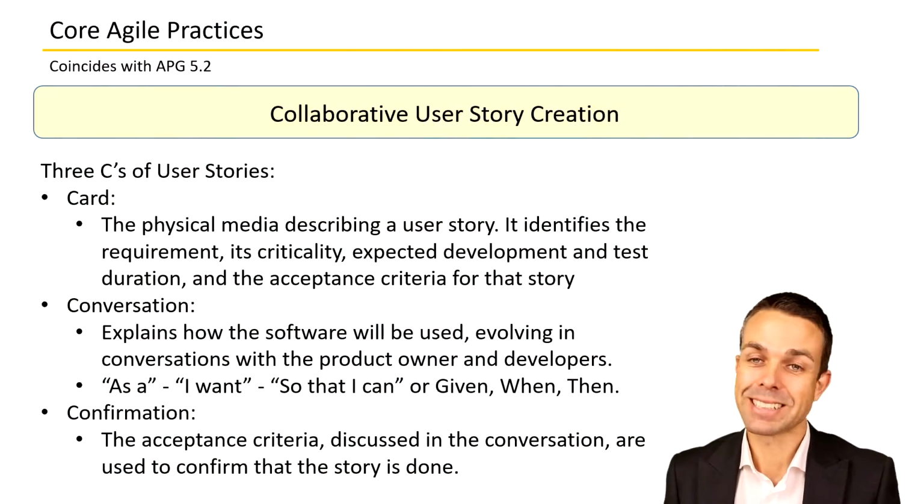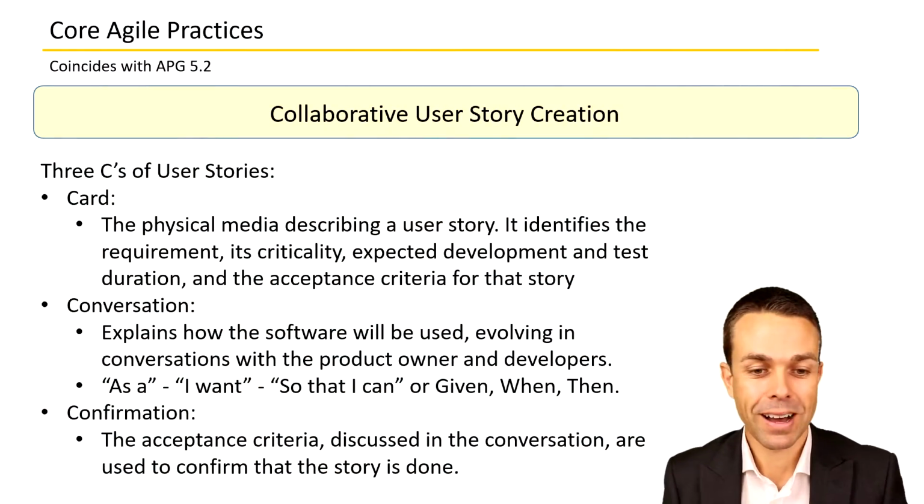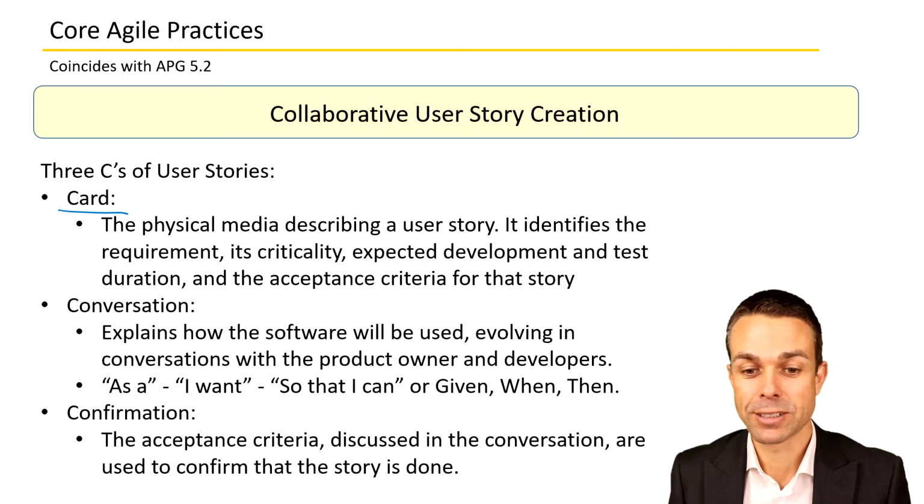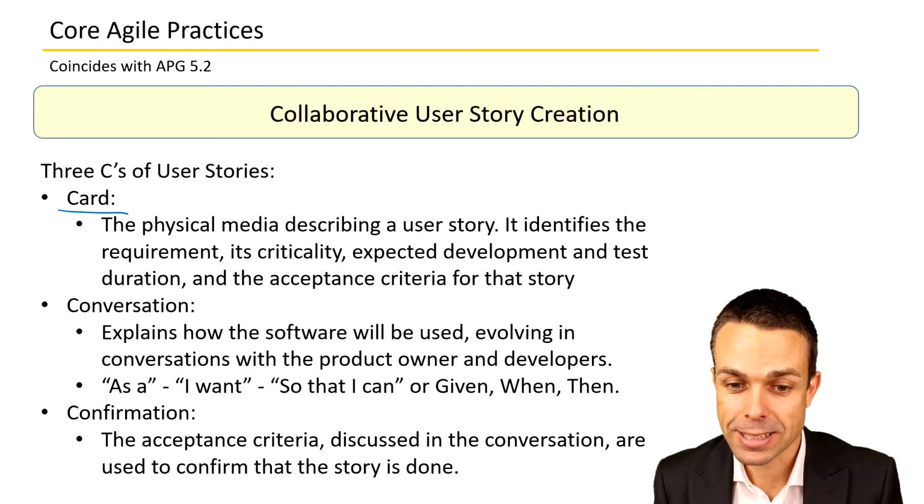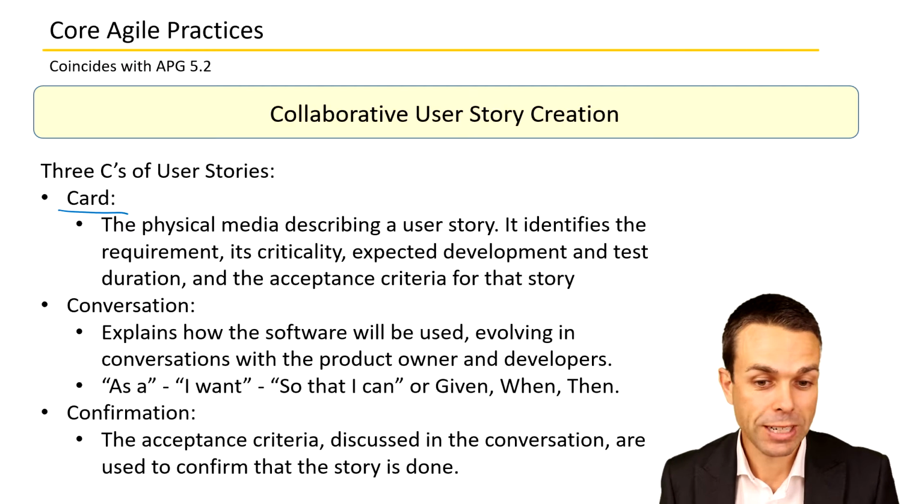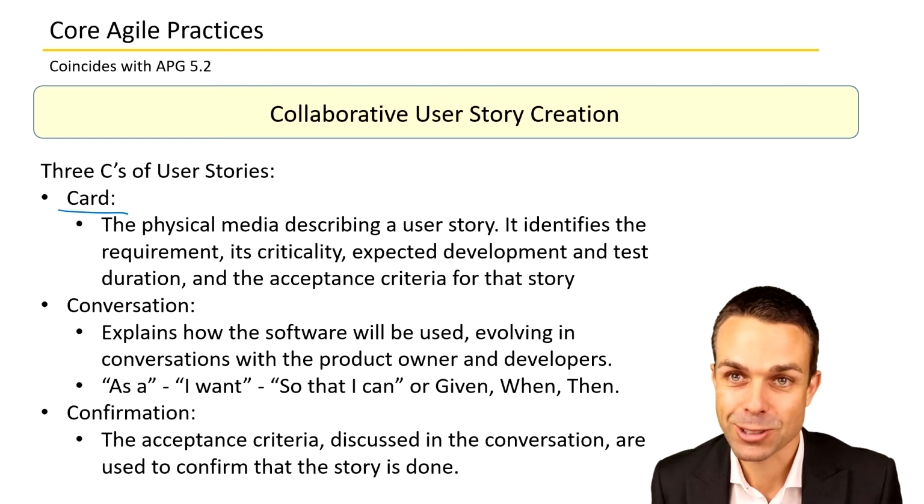There are also 3 C's of user stories. We've got the card, so the physical card, and it's describing that user story. It identifies the requirement, its criticality, expected development and test duration, and the acceptance criteria for that story.